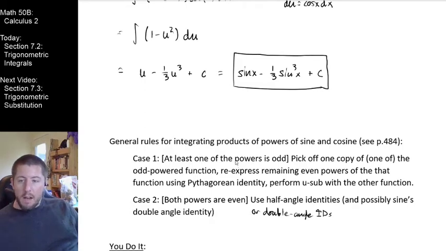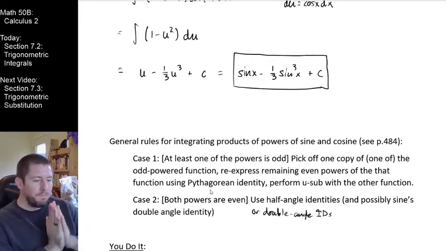I'm just repeating myself about the idea that odd powers are not great for us. By picking off one odd power, it leaves us with even powers, which we like because they're associated with lots of our trig identities.